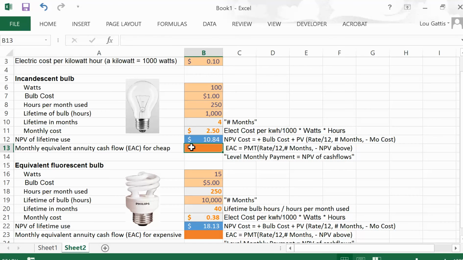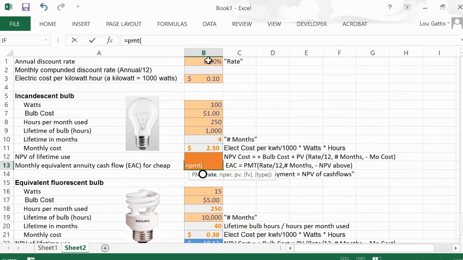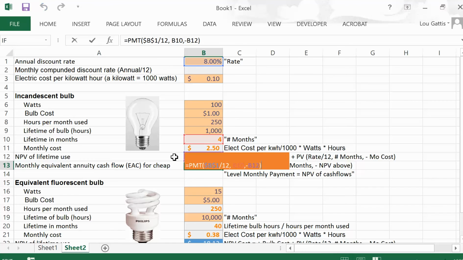So what I'm going to do is now do a payment function, equals payment, PMT. Put in my monthly discount rate. I'm going to anchor it, divide it by 12. Now, this bulb lasts 4 months. And the next parameter looks like present value. I'm going to put in the present value that we just calculated of 1084. So now what this is calculating is if I have a present value of 1084, what would be the monthly payment over 4 months?